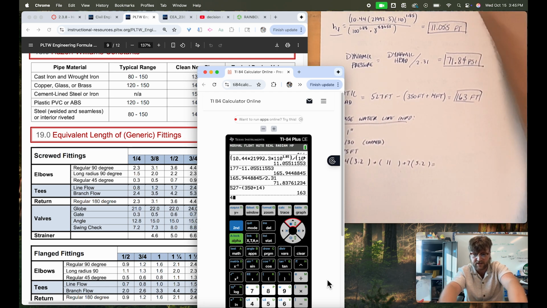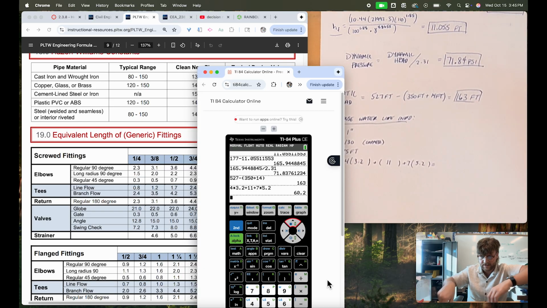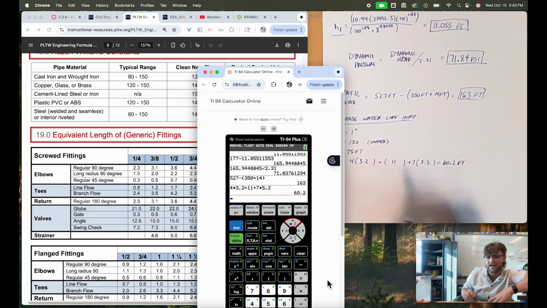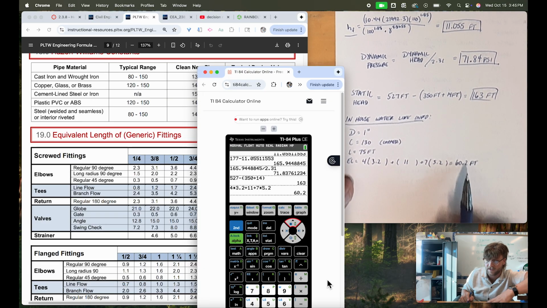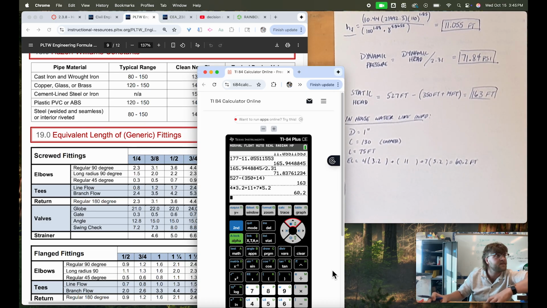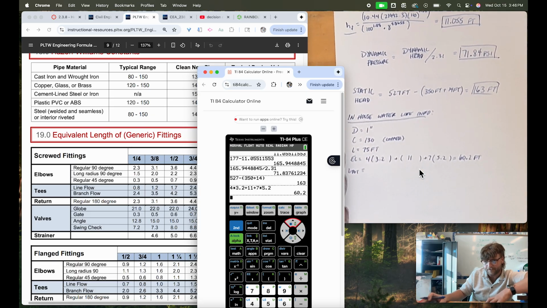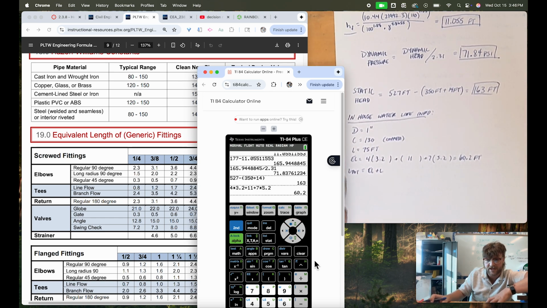Now we can determine what our equivalent length is here. Let's punch this into the good old handy-dandy TI-84. 4 times 3.2 plus 11 plus 7 times 5.2. Perfect. We've got 60.2 feet. Now, guys, this is pretty crazy. Our actual length of this was 75, but because of all these screwed fittings, our equivalent length is almost just the same as the actual length of the pipe that we have already. So remember, we can determine the total length, L total, that's going to be equal to our equivalent length plus that previous length that we've got.